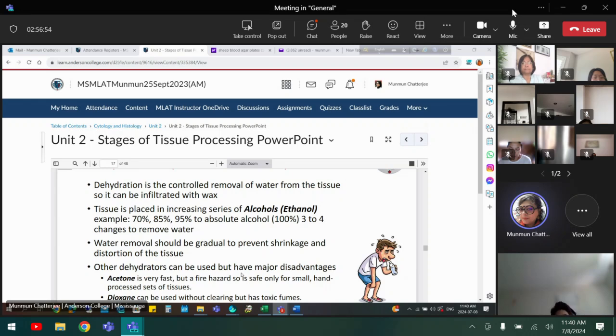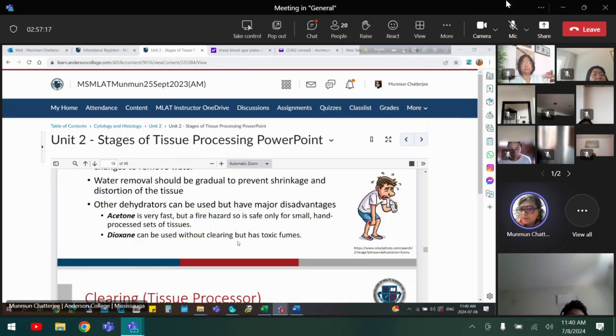In histology, you see the cassettes. So you can dip the cassettes in 70%, stay there for some time, whatever is recommended for different types of tissue. Then you are going to transfer to 85%, then 95%, then absolute alcohol. So that's the cassette. The tissues are inside the cassette. So water removal, that's what I told, is gradual.